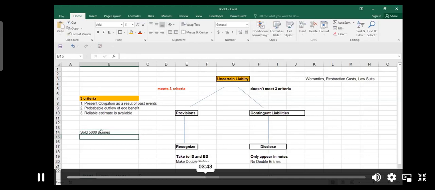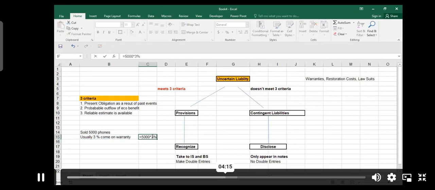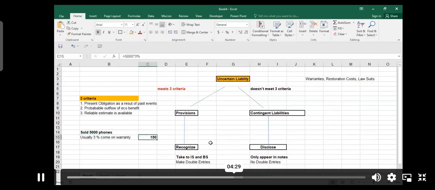And I ask him, based on our past experience, based on our historical data, usually how many telephones come back in warranty? And he says, sir, usually 3% come back on warranty. This is available from our historical data. This is our past experience. So I know that out of 5,000, 3%, which means 5,000 into 3%, 150 telephones are expected to come back. I'm not saying that definitely this many will come back, but approximately 150 may come for a repair.